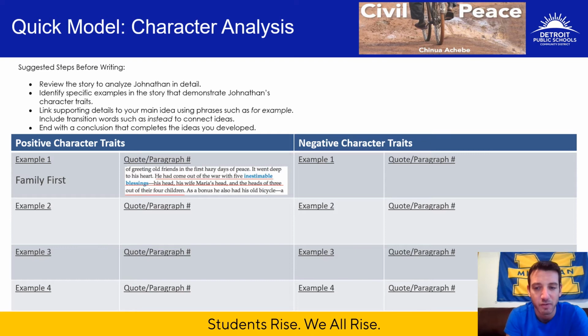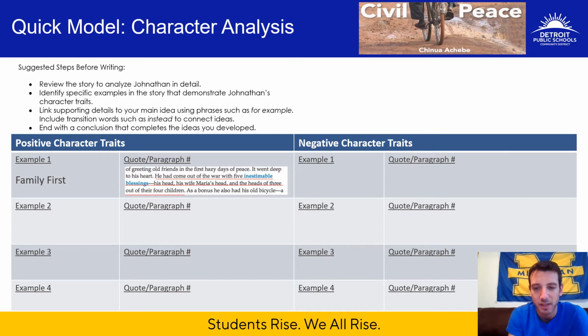I just took a screenshot of it because I thought it'd be easier than having to type it all out. But I underlined the parts specifically that I think relate to or reinforce this idea that he was a family-first person. It says he had come out of the war with 5 inestimable blessings: his head, his wife Maria's head, and the heads of 3 out of their 4 children.